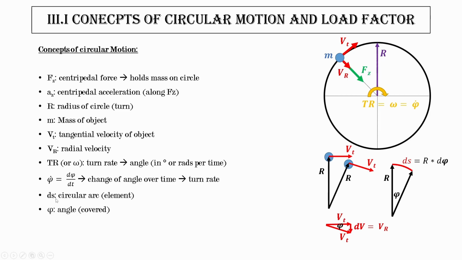And we have our circular arc that we cover, in this case in a small quantity, so ds or s, and obviously our angle covered, phi. Alright, let's look at the right side real quick to find certain relationships already between the different quantities. Now, if we look at this picture here for a second, we can find a relationship between the distance.